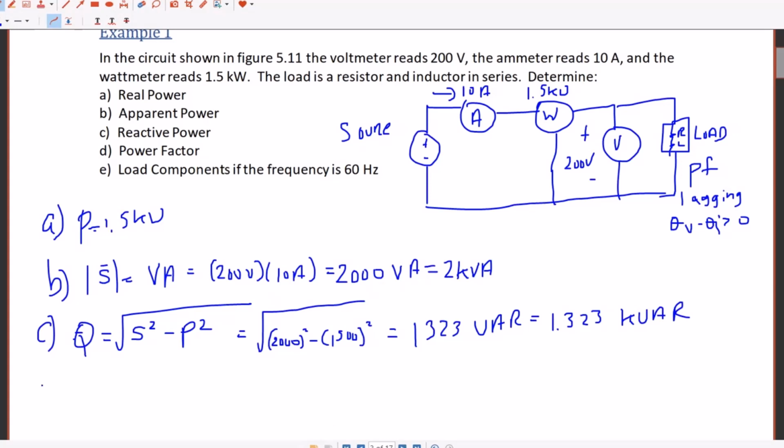Okay, next we're going to do the power factor. Remember, the power factor is P over S. And it could be either leading or lagging, but we know it's lagging because we were told in the problem statement that the load is a resistor in series with an inductor, and an inductive load is lagging. So that's going to be 1,500 divided by 2,000, which is 0.75 lagging.